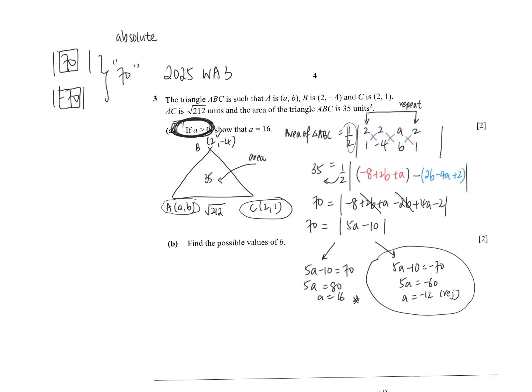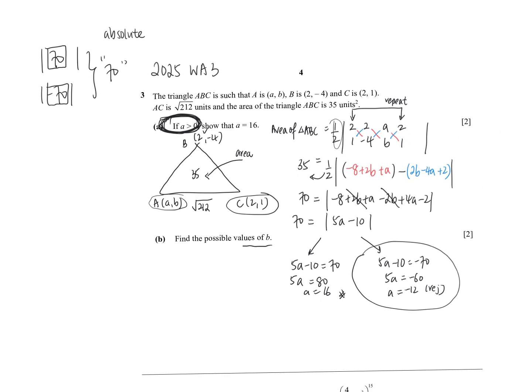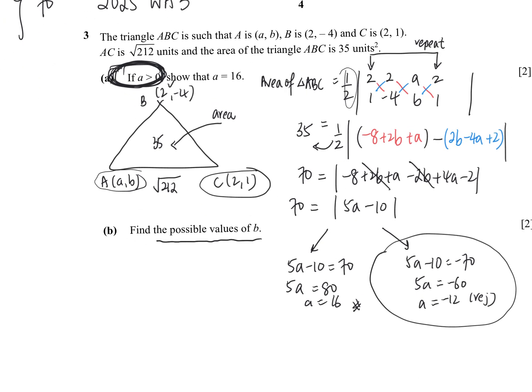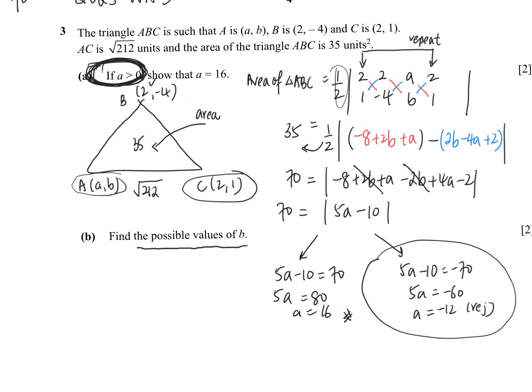Okay? Next one is they want you to find the possible values of B. If they say it's positive, you can leave the two lines there. It won't affect anything. Okay, next one is positive, possible values of B. They gave me that this line is root 212. So you can use the distance formula.